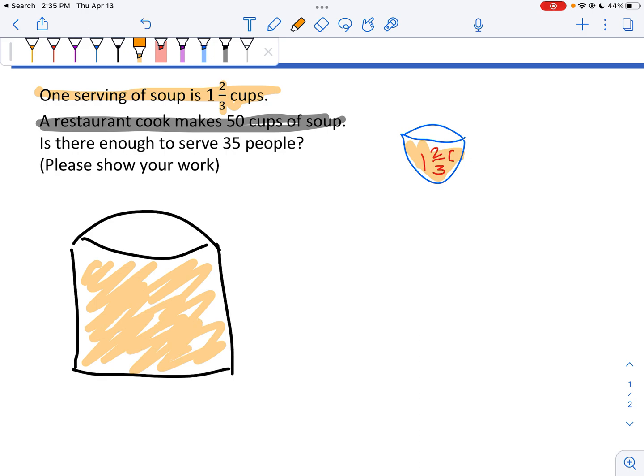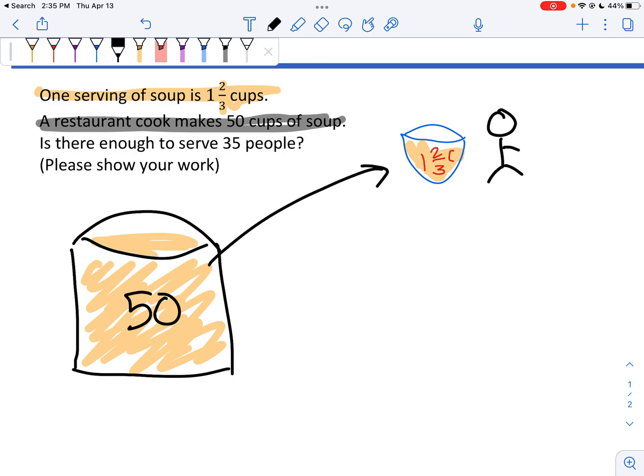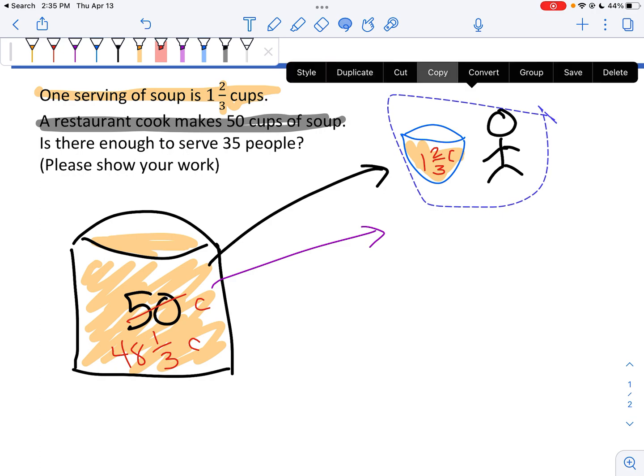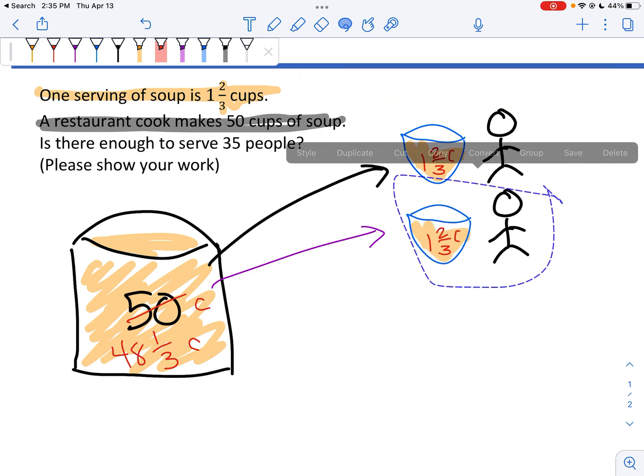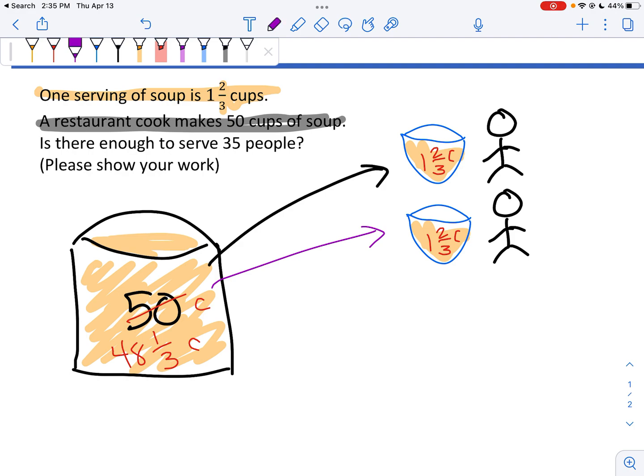Wowza. From that giant vat, they are going to scoop out. I should probably make sure you can see it here too. They're going to scoop out bowls. So there's one bowl, right? So one person would get this bowl. But then there isn't 50 left. Then there would be 48 1/3 cups left. And then we'd scoop out another bowl. So I'm actually going to just copy and paste, right? So if we do that, then there's going to be 46 2/3 left.